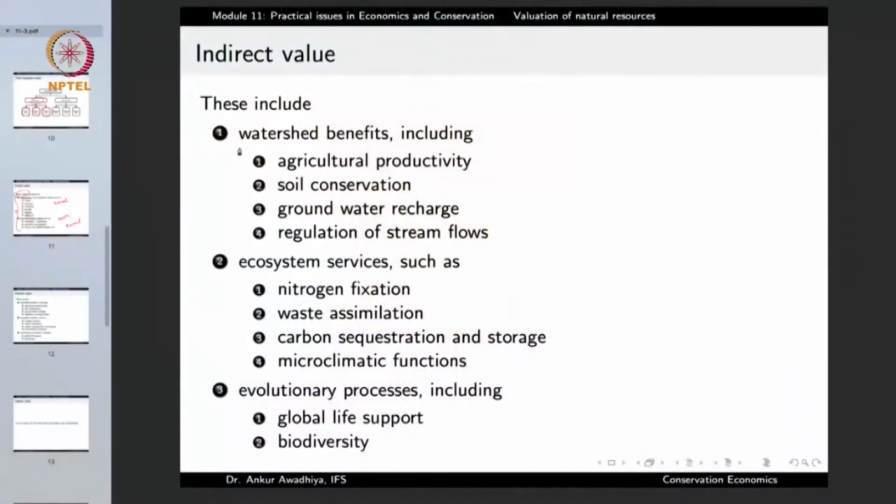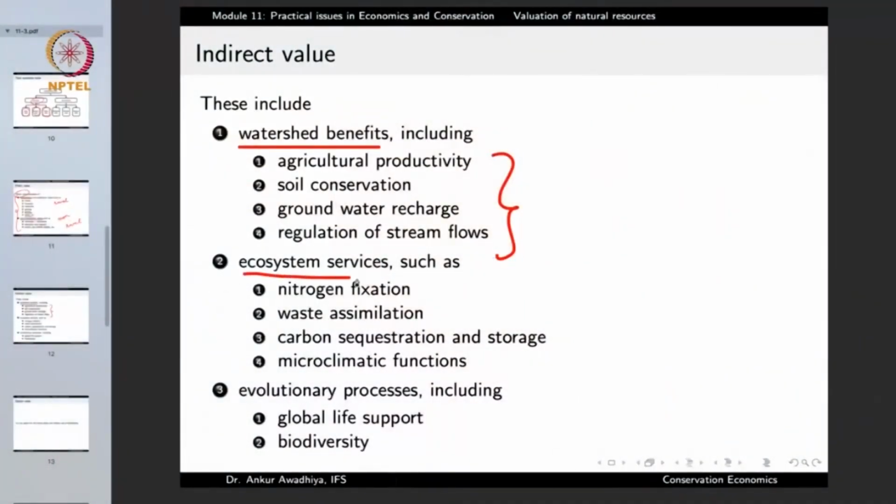This includes things like watershed benefits, including agricultural productivity, soil conservation, groundwater recharge, and regulation of stream flows. We have seen before that the watershed benefits that forests provide lead to protection of soil and availability of water throughout the year. But when somebody gets an enhanced income because of the presence of soil and water throughout the year, this person will not say that I'm getting this amount of money because of these forests, because they're not directly using it. It does not come to their mind that they're directly getting these values. But they are still getting these values indirectly.